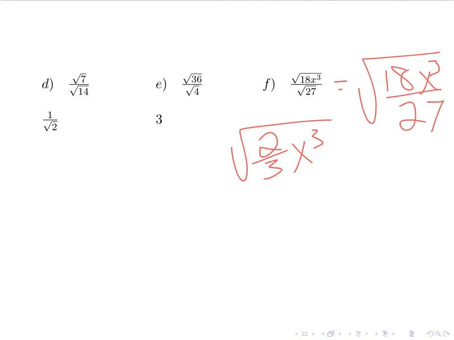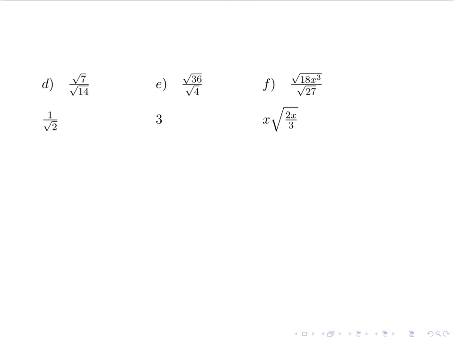So I'm left with 2/3 x cubed inside the square root. The square root of x cubed, hopefully we can remember, is going to be x root x, right? 3 is an odd number, so I pull 1 out, and I'm left with the square root of x. That's the x on the outside. The 1 that I pulled out is the one that's still inside the square root. And then I still have the 2/3 also inside the square root. So I put it together and I have x on the outside and the square root of 2x over 3 on the inside.